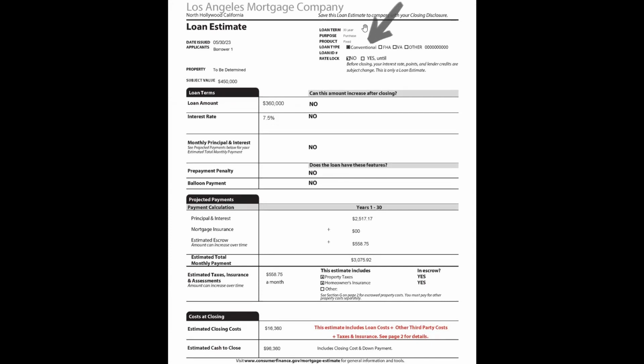On the top right, we have the terms. This is a 30-year fixed note. We have the purpose. It's a purchase transaction. The product is a fixed rate. This is a conventional loan. The rate is not locked yet.